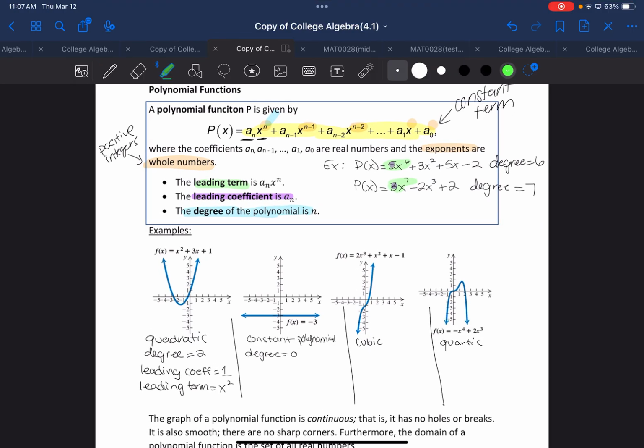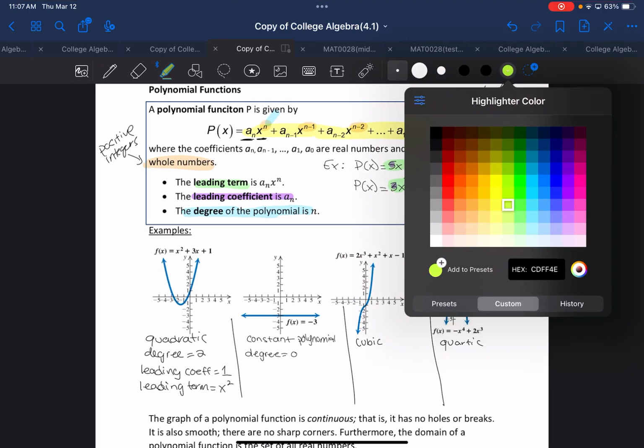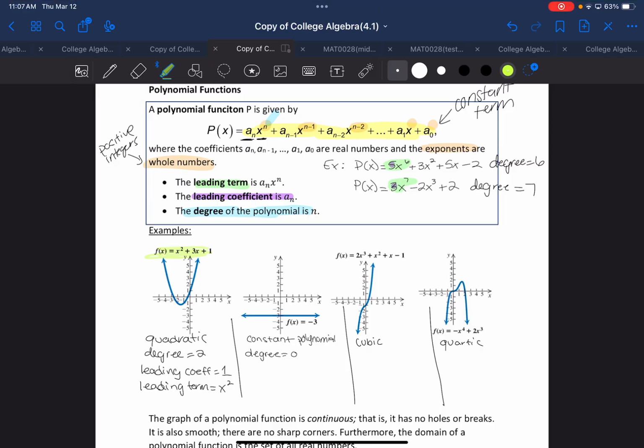So the first example here, x squared plus 3x plus 1, we all should know that this is a quadratic. The largest exponent is 2, so the degree is 2. The leading coefficient was 1 because that's the number being multiplied in front of the x squared. And the leading term is the entire x squared, the first term.